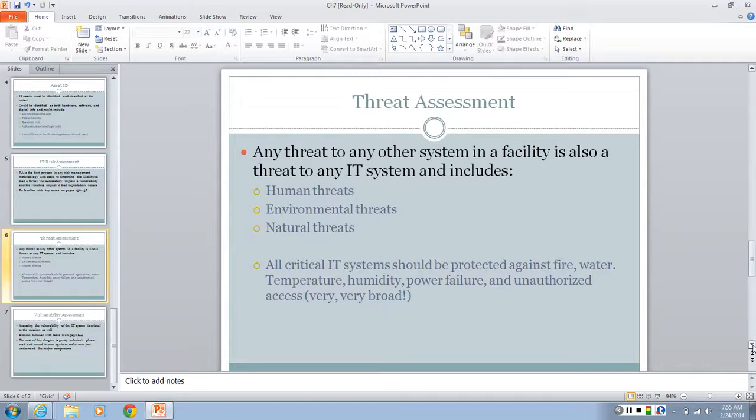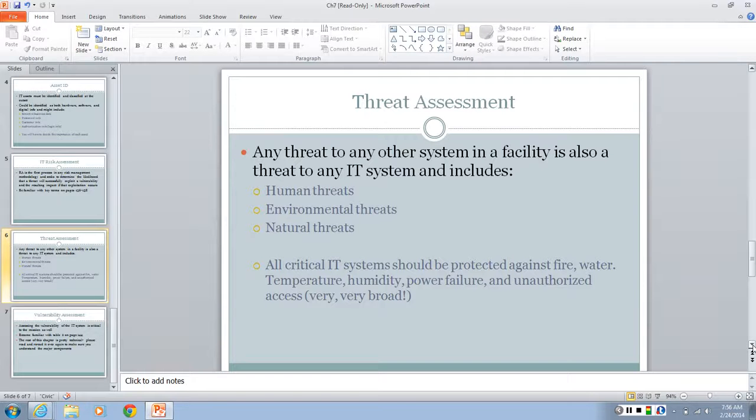An environmental threat: if you have a tornado strike a facility, it could theoretically destroy the whole building along with the IT system and infrastructure. And then if looters come in, they could steal the computers and sell the data or whatnot. Natural threats are anything else that's not a human or environmental threat, I guess. An earthquake, a flood, something like that.